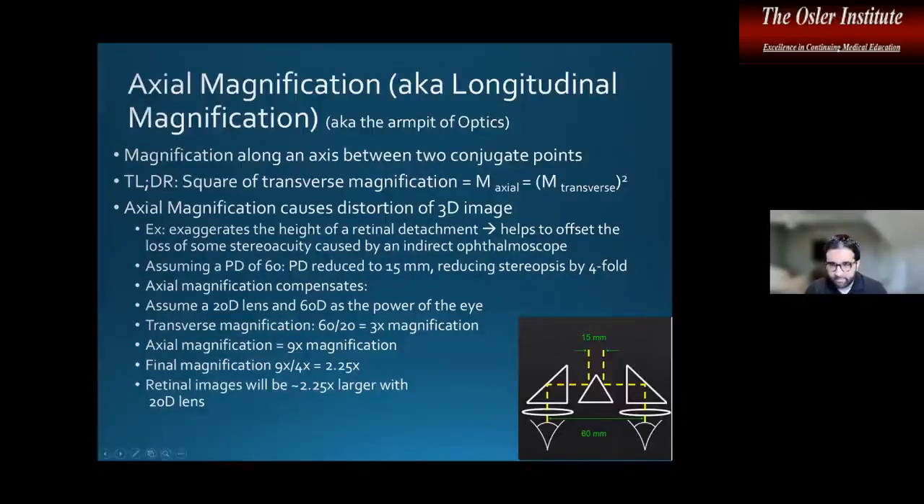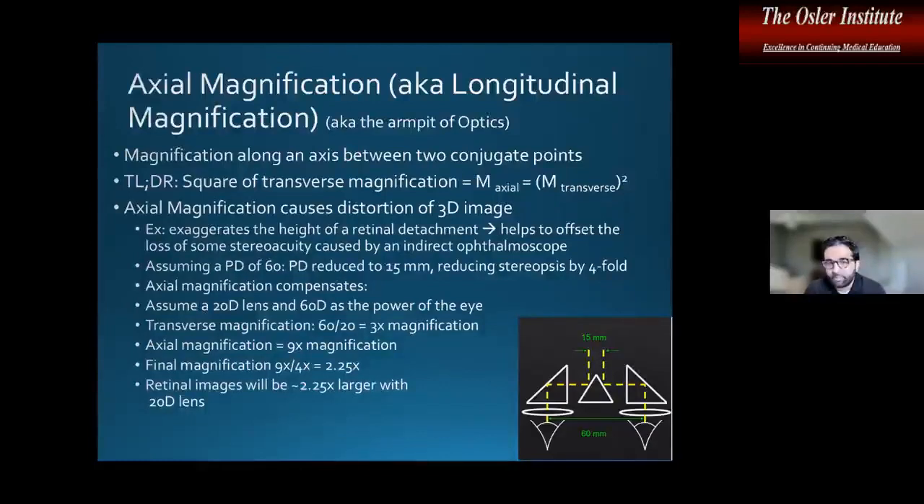So in other words, if we solve a U plus D equals V problem, and they tell us that the linear magnification is, let's say, 6, the axial magnification is going to be the square of that, which is going to be 36. We're like, why do we care about axial magnification? Well, axial magnification causes distortion of 3D images.